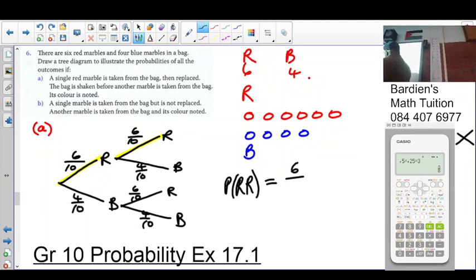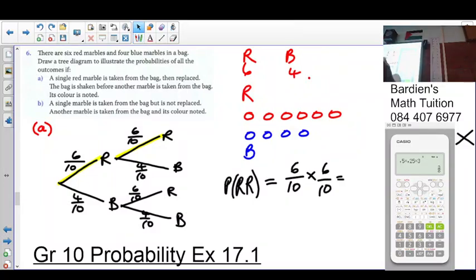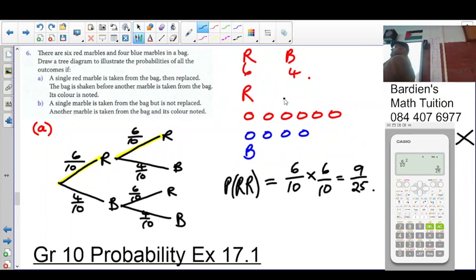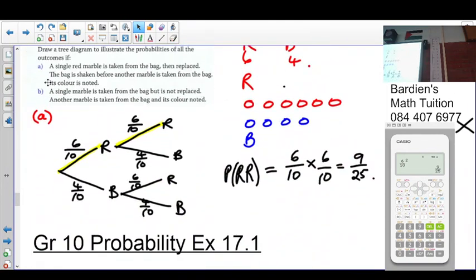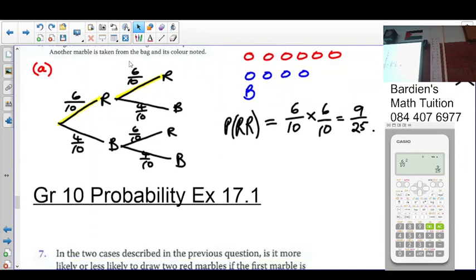It will be 6 out of 10 times 6 out of 10. 36 out of 100, which is 9 over 25. No? Nine out of 25. Okay. You all okay with that? Now let's look at the B part. The B says a single marble is taken from the bag but is not replaced. So that scenario is a bit different. Not so.